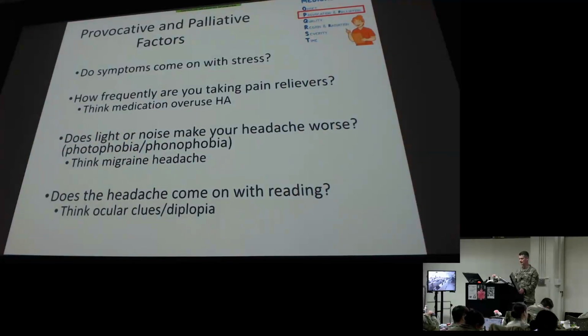All right, provocative and palliative factors. What have you done to make your brain feel better? Stress tends to be a provocative factor for a lot of people. Asking those questions is important. How frequently are we taking pain medications? That becomes very important for medication overuse headaches. I didn't realize how easy it is to put someone in medication overuse headache territory just with Tylenol and ibuprofen. It's like, oh, they have to be on it for months.